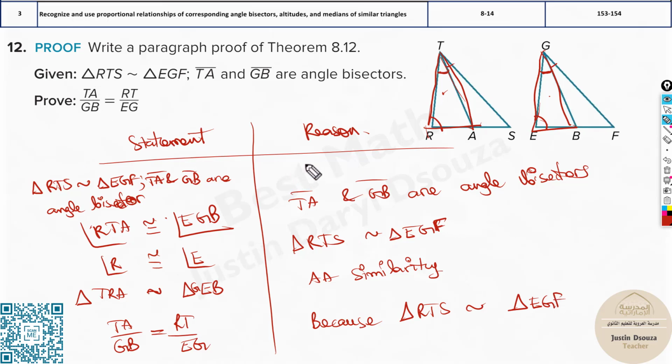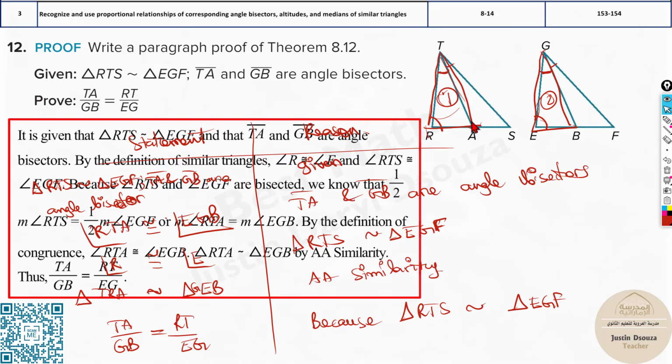You have to write the given. The first one I've written the given, but I've not written the reason. Next one, because they're angle bisectors, and over here because these two triangles are similar. And then from AA similarity we have proved the first triangle is similar to the second triangle, and then we can write the triangle proportionality. So this is the answer.